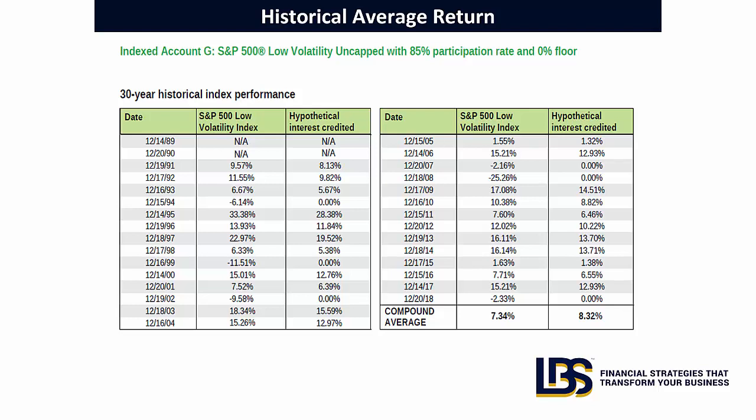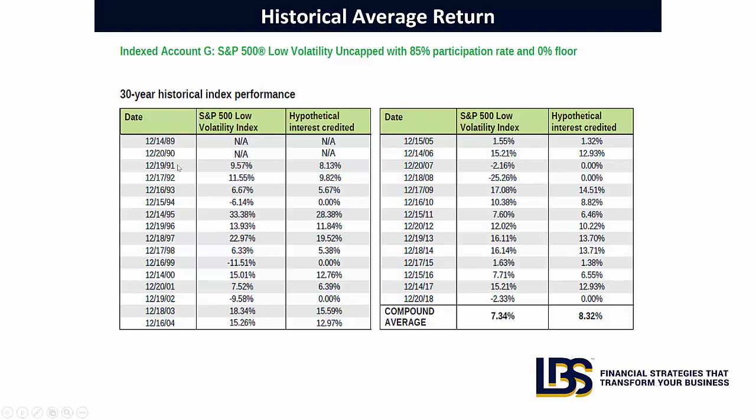And you're getting an 85% participation rate. So as I said in the earlier example, if you go up 10%, you're going to get 8.5. If you go up 20%, you're going to get 17. But if the market goes below zero, you're not going to lose.